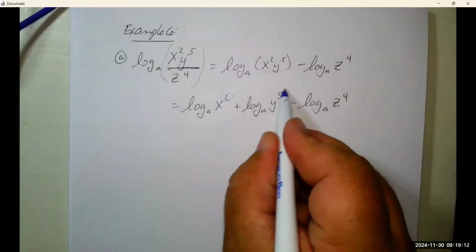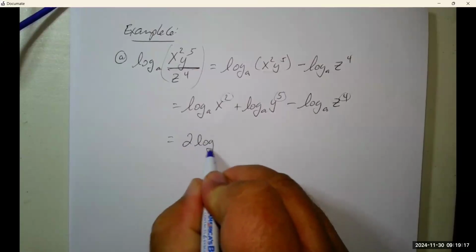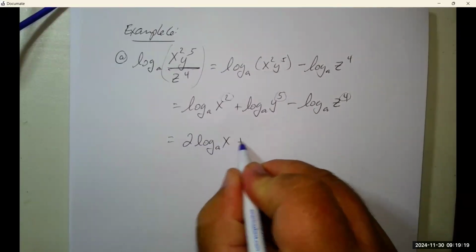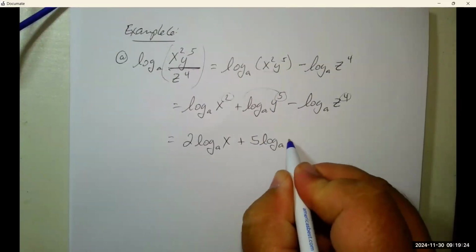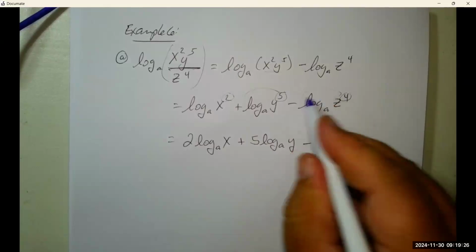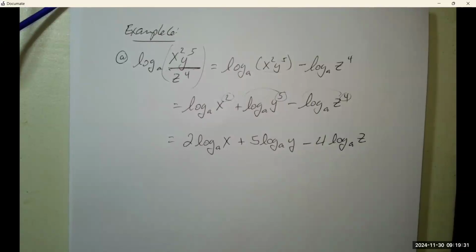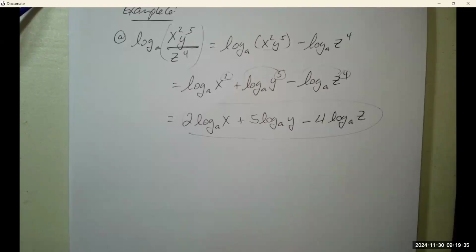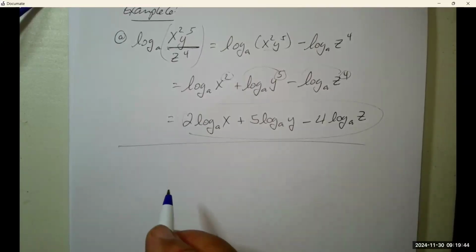You can't have exponents, so they come out front. 2 log base a of x plus 5 log base a of y minus 4 log base a of z. And there you have it. And remember, we also go backwards. And that's what we're going to do next.